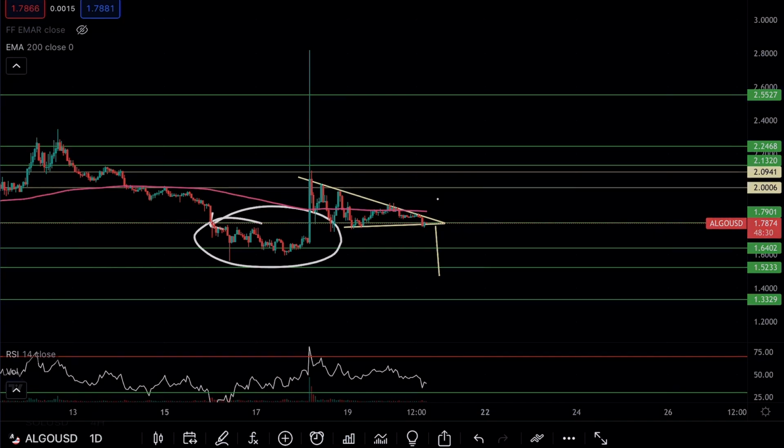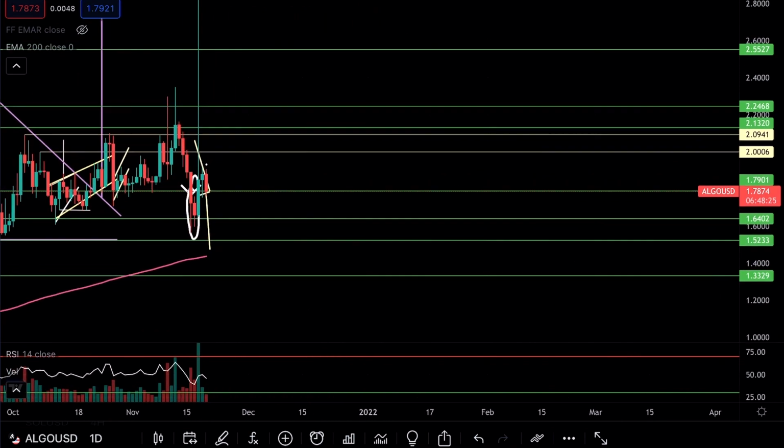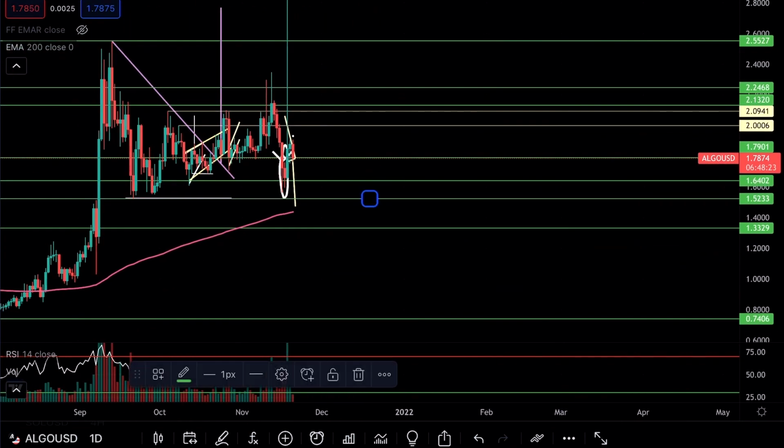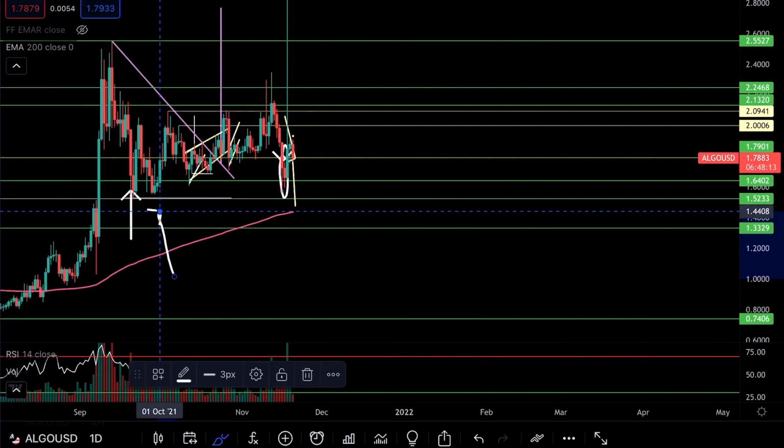If I head over to the daily, you will see exactly what is happening here, okay, guys? So you can see we've got some very important support lines here at $1.52 and $1.64. So if we lose $1.64, $1.52 is our next major level of support, coinciding with these levels of support when we bounce nicely twice here on Algorand.